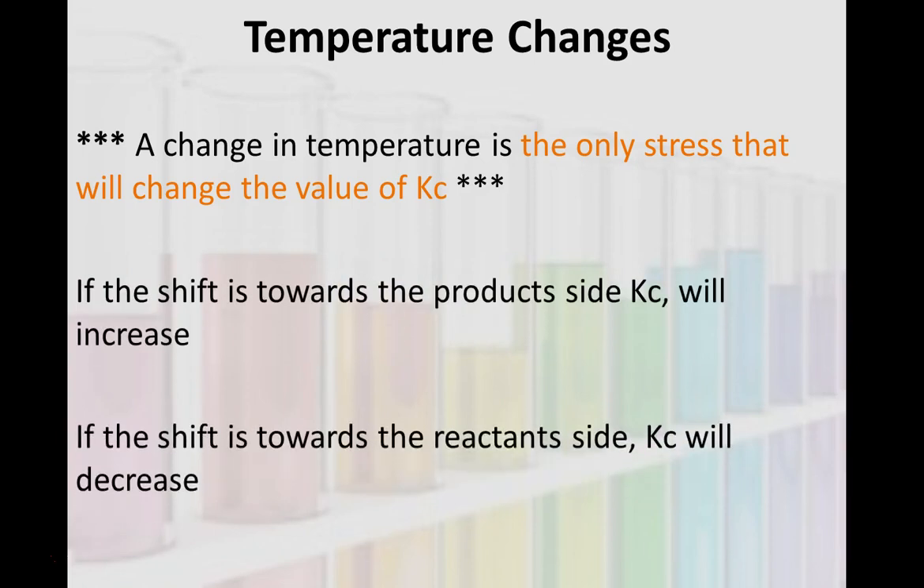So if the shift is towards the product side, Kc will increase. If the shift is towards the reactant side, Kc will decrease. Which makes sense, because if your reactants are increasing, your Kc value is small. If your products are higher, your Kc value is large.